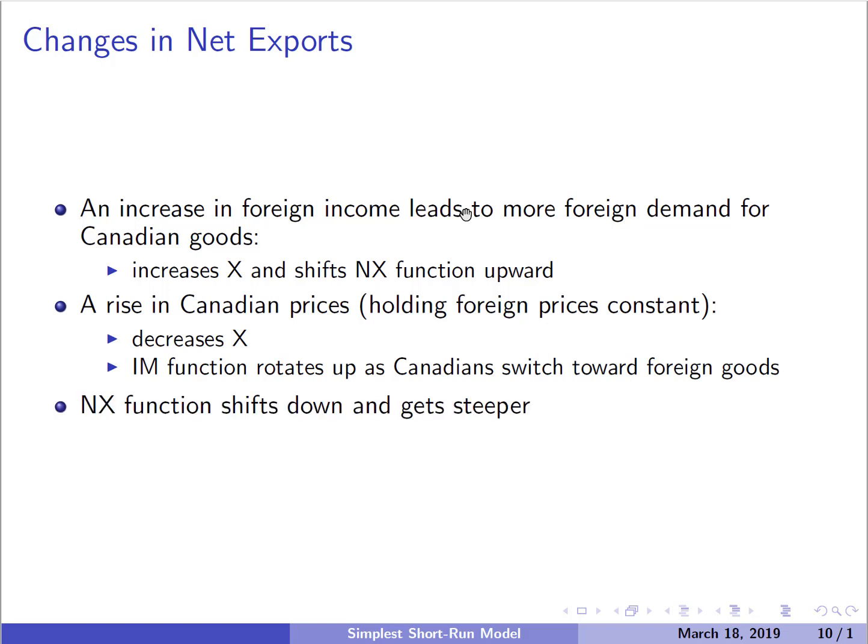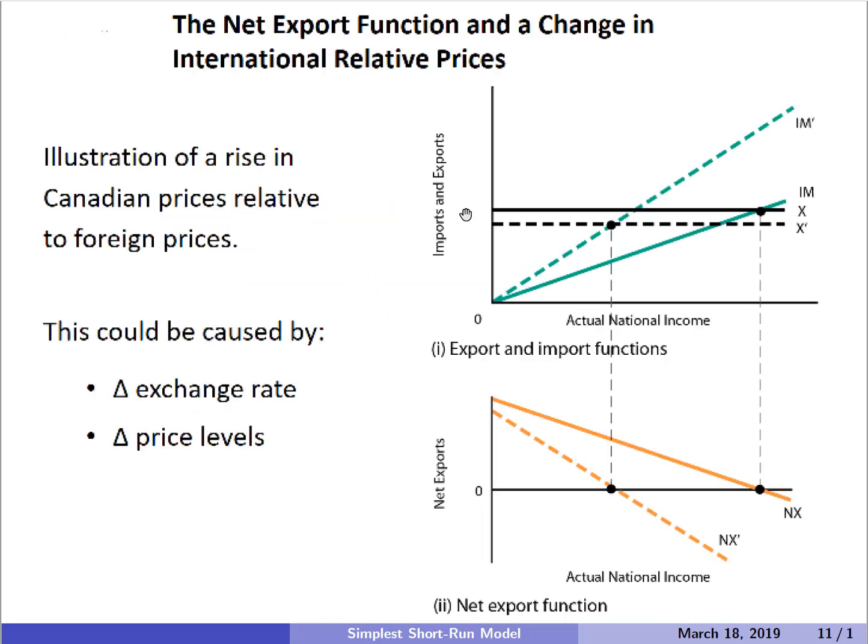Putting those two things together, the net export function is going to shift down because x is getting smaller, and it's going to get steeper because m is getting larger. So that's what's happening. Here's an example of that. This is an example of what would take place with either changes in the exchange rate or changes in the price levels in Canada.